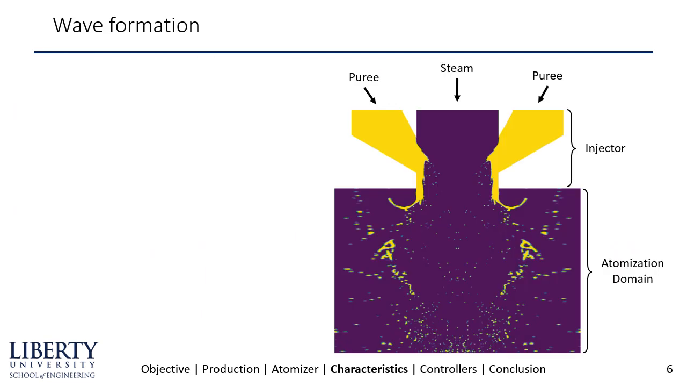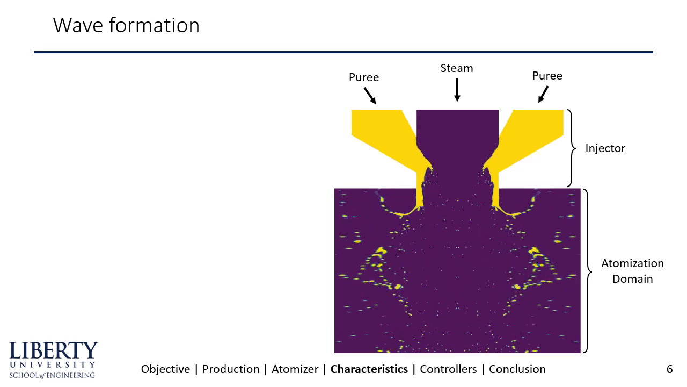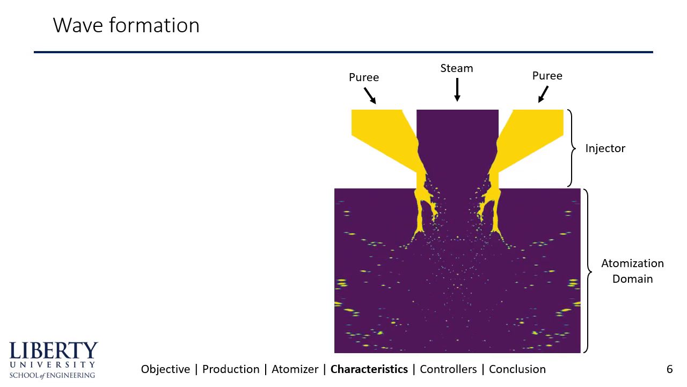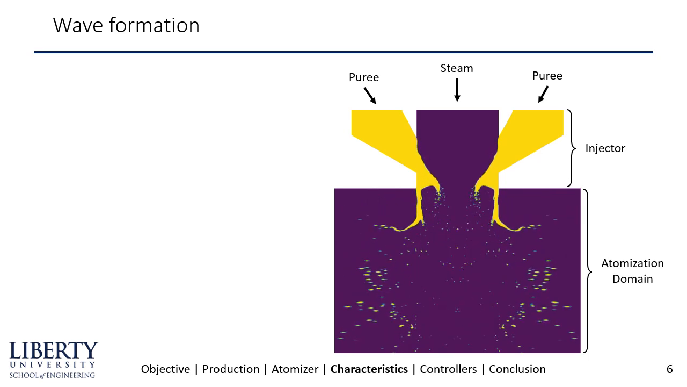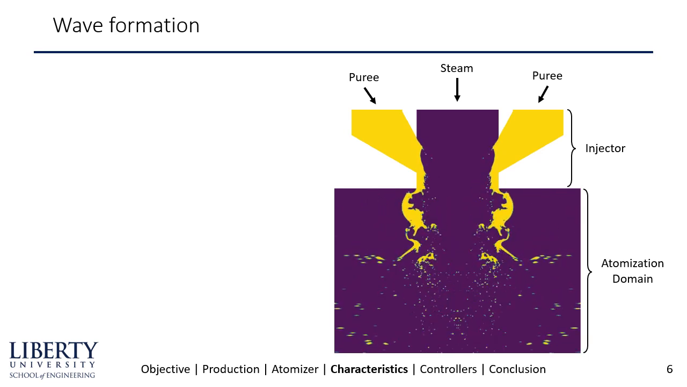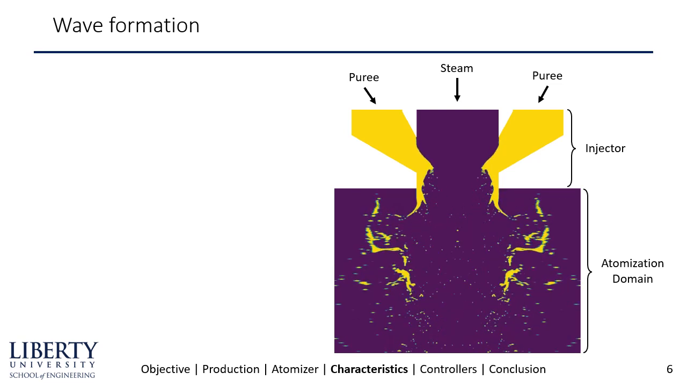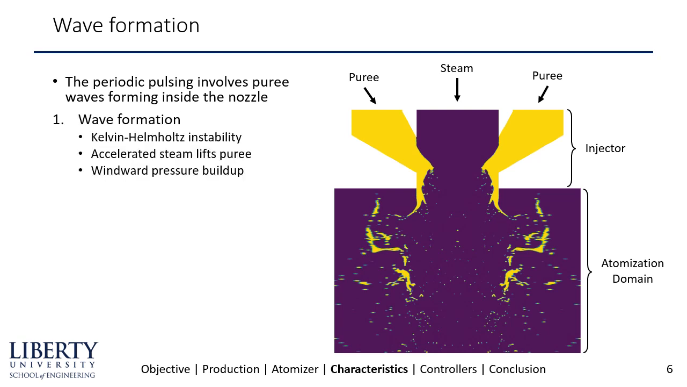Now, a really interesting aspect of this nozzle design with puree flowing in it is that waves form inside the nozzle. I'll play this animation. You can see the waves rising up and crashing down. A new wave rises up and then crashes outward as part of this radial bursting event. And they have a rather high blockage ratio. So as I said, this periodic pulsing involves puree waves forming inside the nozzle. That's characteristic of our system.